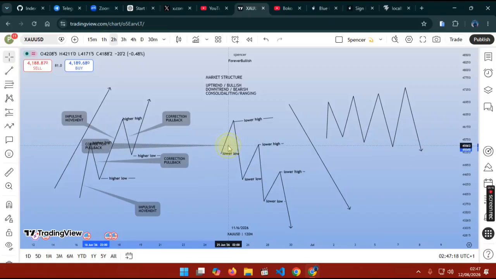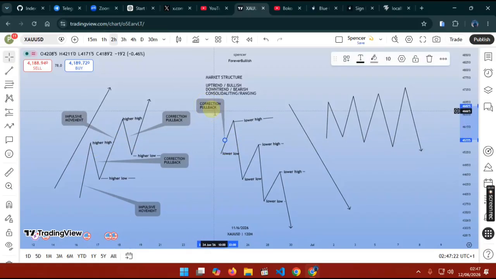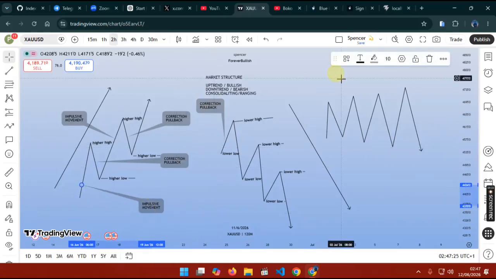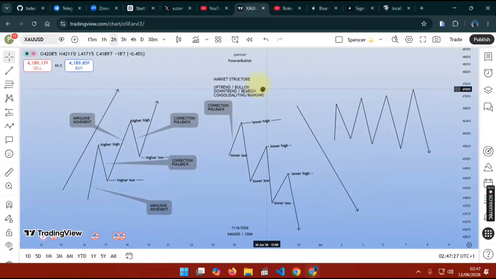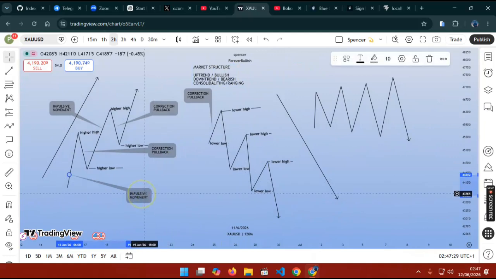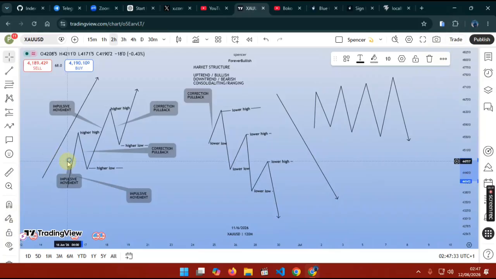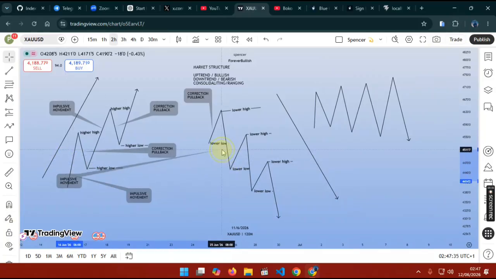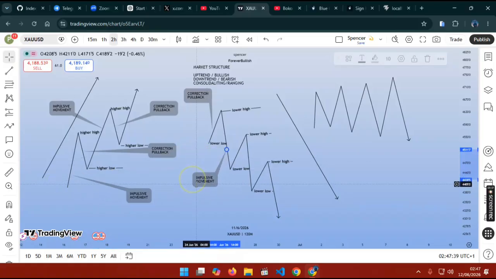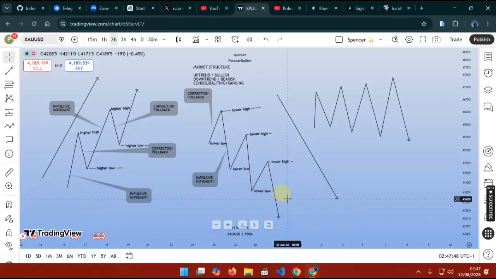We have this here now to be our correctional pullback, and we have this here now to be our impulsive movement. So that's how it goes: correction movement, impulsive movement, correction movement, impulsive movement, correction movement, impulsive movement.